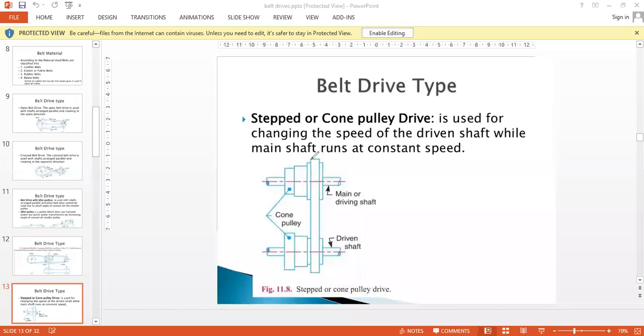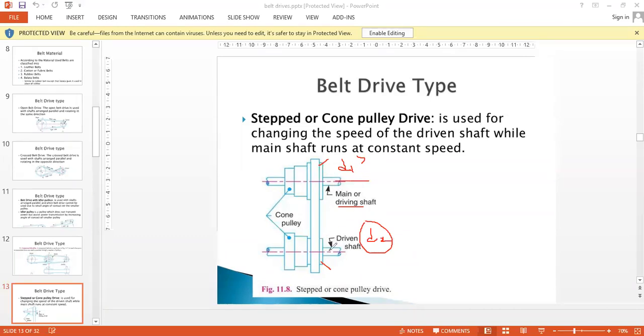Now, if I fix the belt over here, on the driving shaft we have the larger diameter, and on the driven shaft we have the smaller diameter. So D1 is higher, D2 is smaller. So what is going to happen, since this is going to cause the rotation? If this goes for one rotation, since on the driven shaft the diameter is smaller, this is going to make more number of rotations. So we are going to increase the speed.